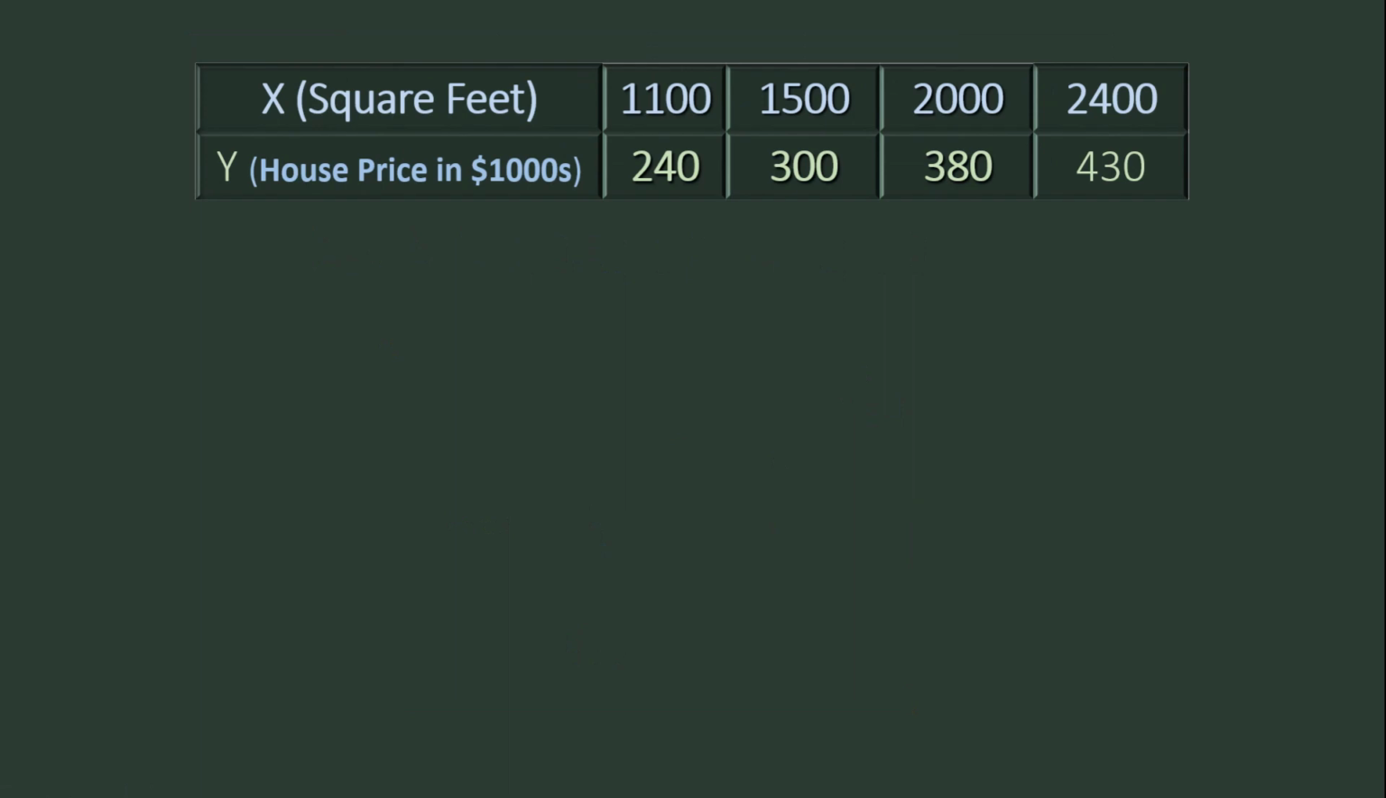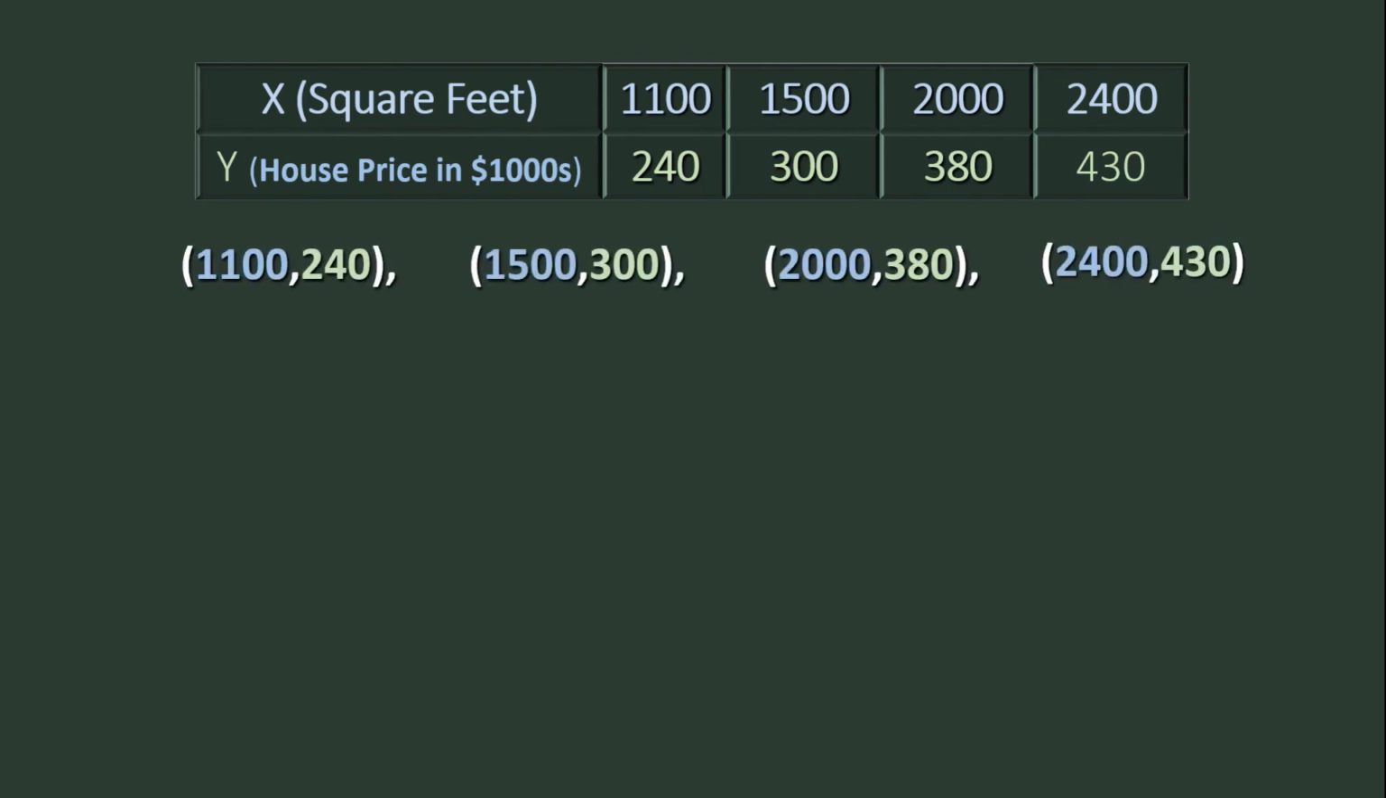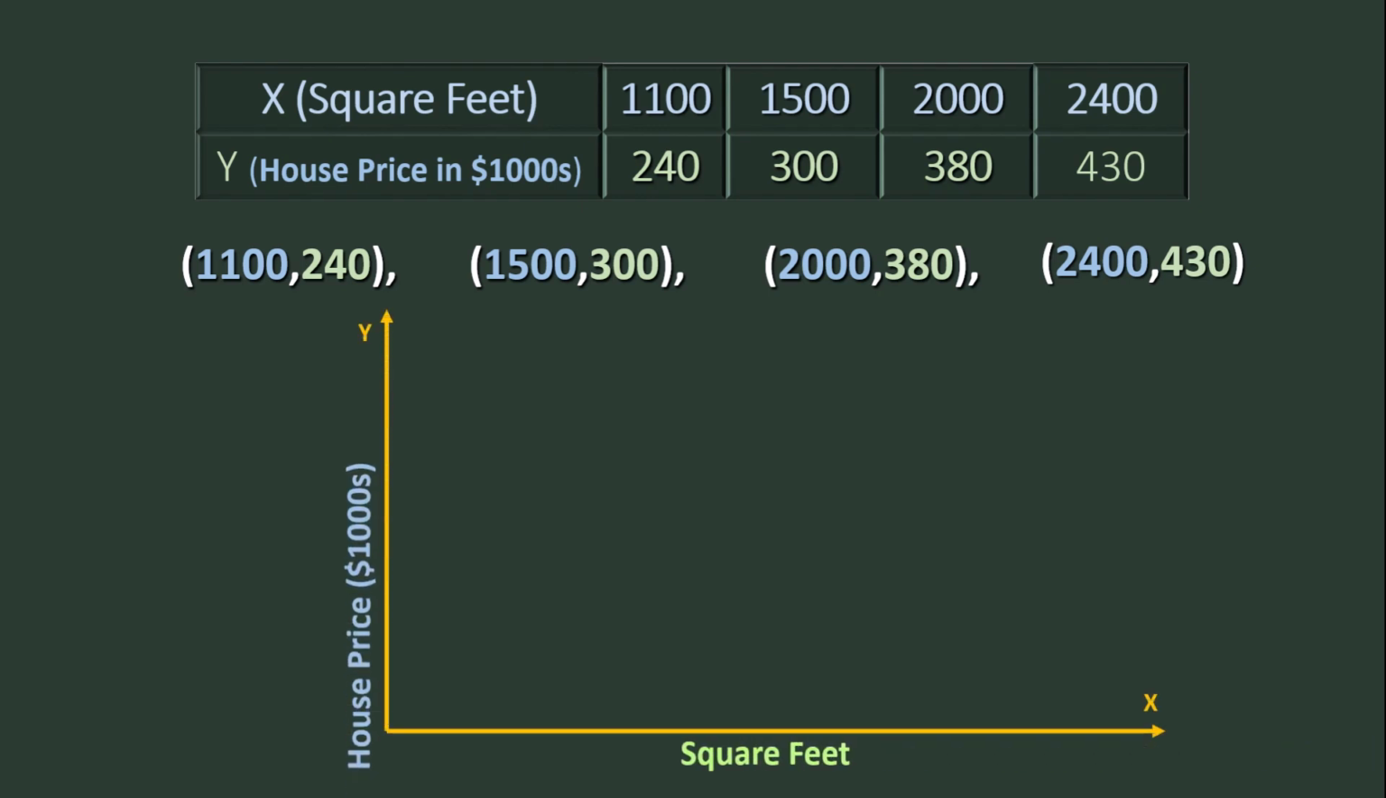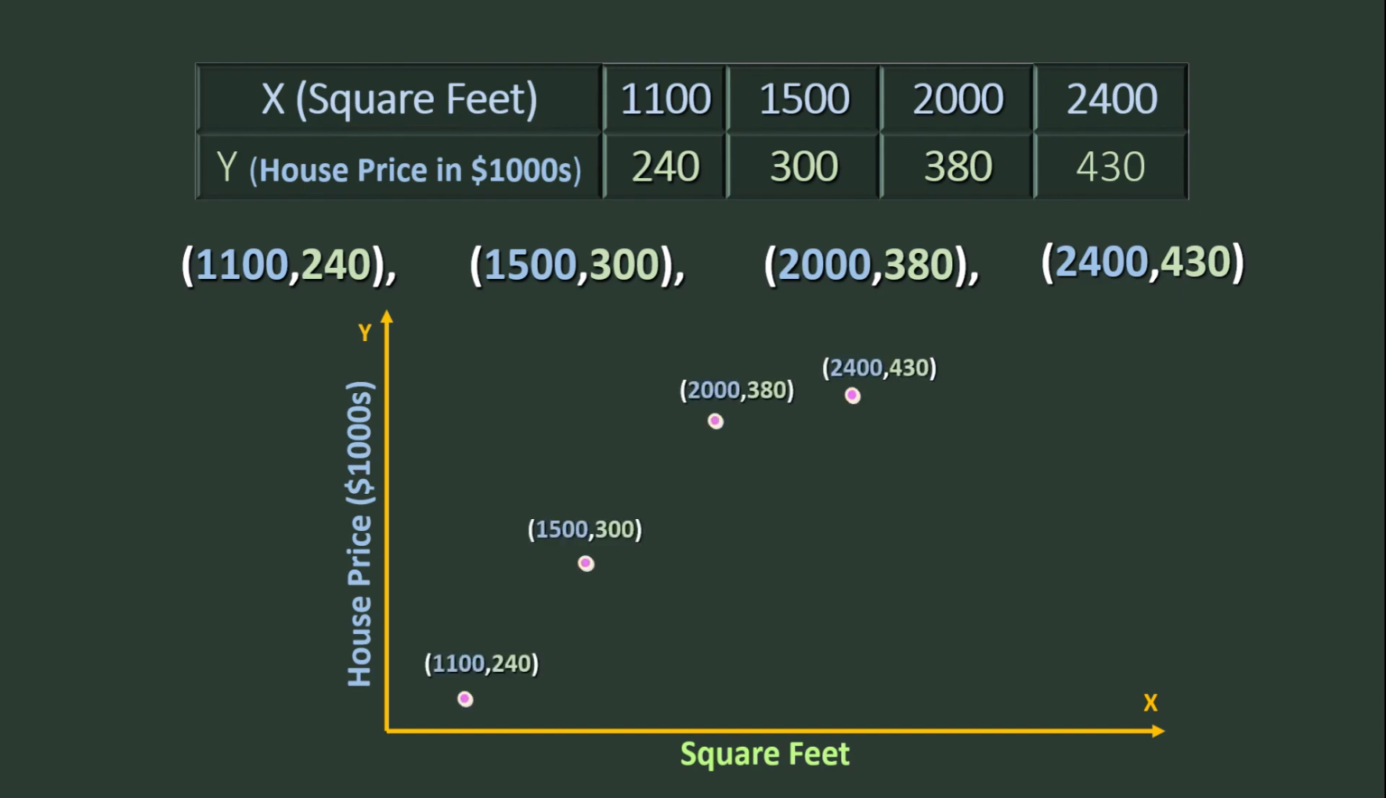Here is an example that will help you understand. There are 4 points here. It is possible to represent these points using a table such as this, as well as ordered pairs of points. Let's place these points in an xy coordinate system. The x-axis represents square feet while the y-axis represents house price. Here is a scatter plot of this observation.